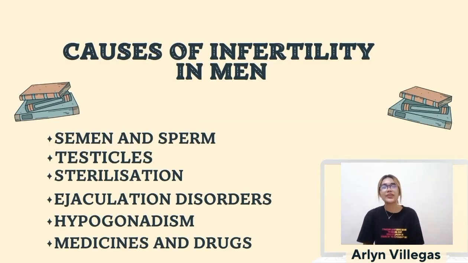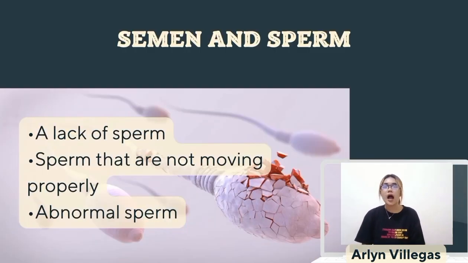So guys, let's continue our discussion on the causes of male infertility. So the first one is semen and sperm. A common cause of infertility in men is poor quality semen, the fluid containing sperm that's ejaculated during sex. So possible reasons for abnormal semen include a lack of sperm. So you may have a very low sperm count or no sperm at all.